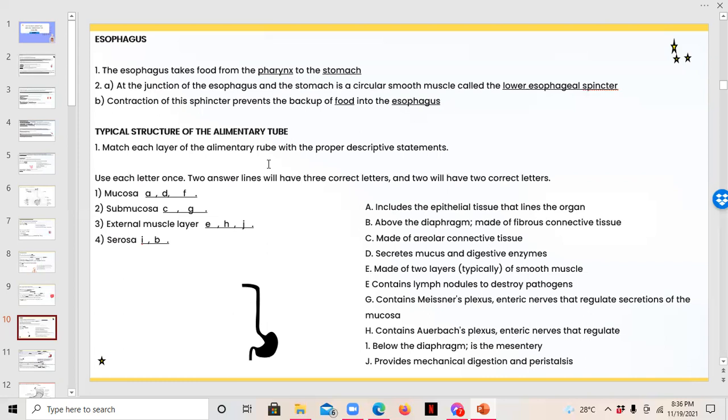Number 4. Serosa. The answers are letter I, below the diaphragm is the mesentery, and letter B, above the diaphragm, made of fibrous connective tissue.